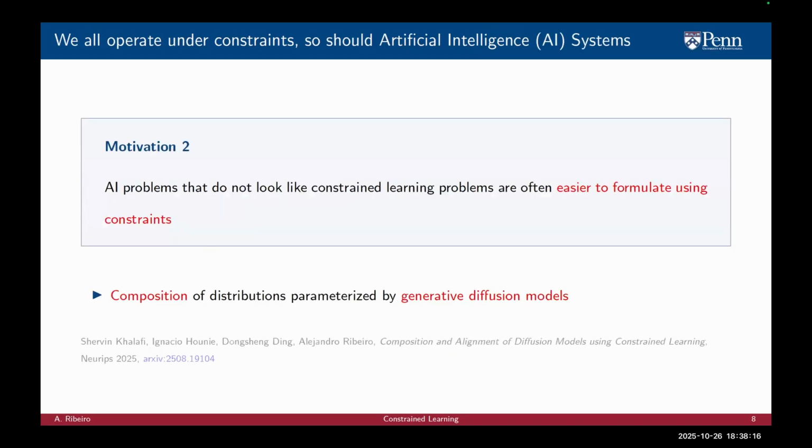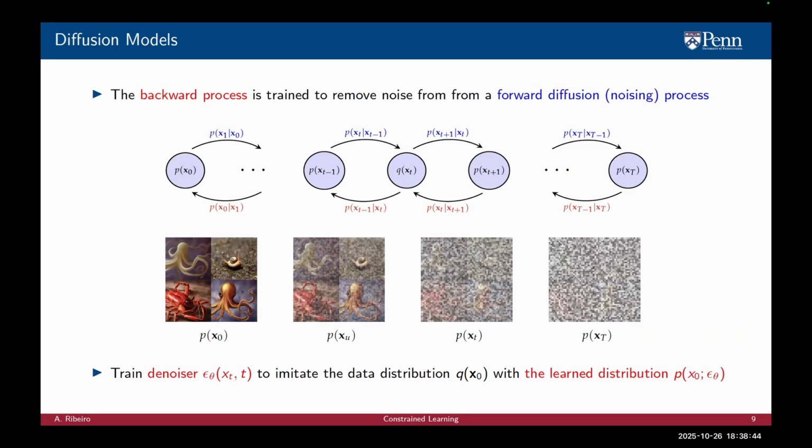A second motivation, which I think is equally interesting, although a little less easy to see, is that very often problems that do not look like constraint learning problems are often easier to formulate using constraints. And an example of this is this idea of composing generative diffusion models. Now, for those of you that don't know what a diffusion model is, it's actually something that signal processing people should understand very easily. So here we have a noising process, and here we have a denoising process.